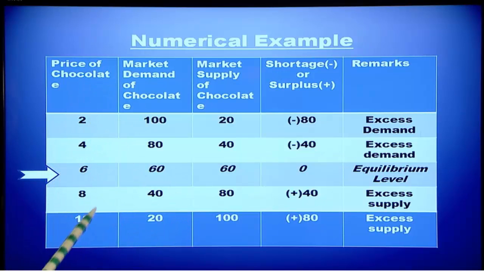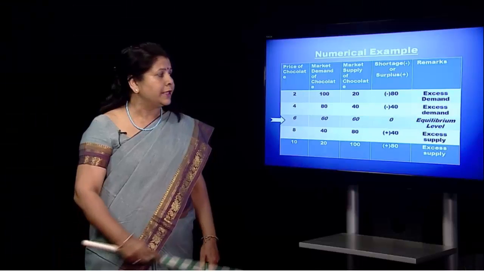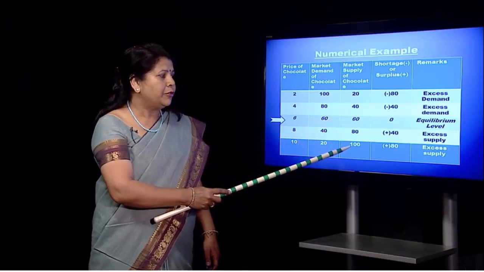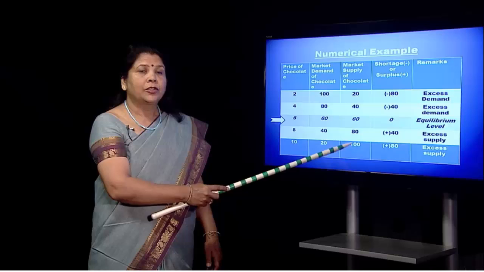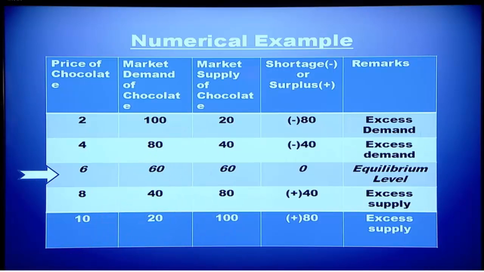The price of chocolates is 2, 4, 6, 8, 10 rupees and the number of chocolates demanded. As we can see, as the price is increasing, the number of chocolates demanded is decreasing. On the other hand, in the market supply of chocolates, as the price is increasing, producers find it more profitable, so the quantity supplied is also increasing.